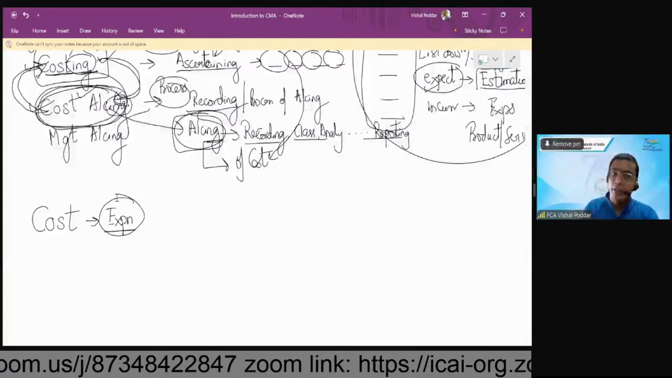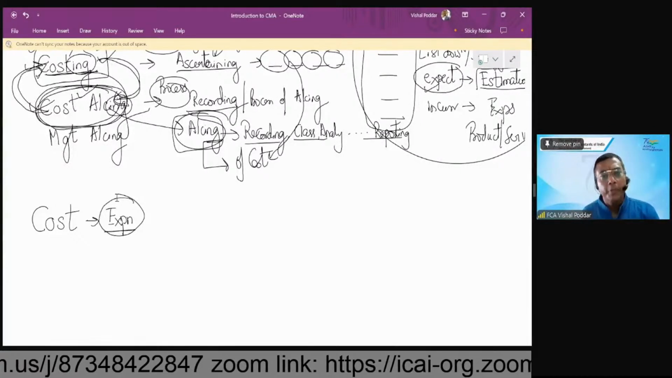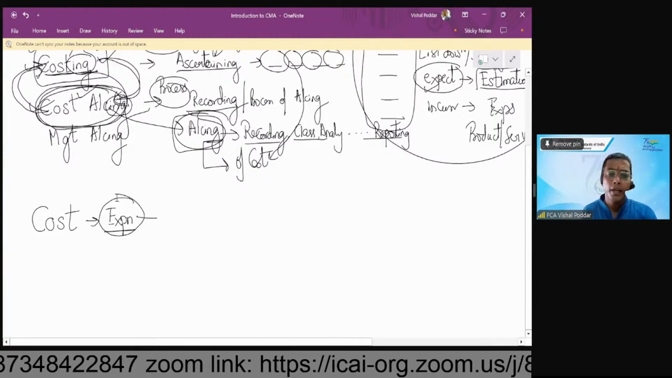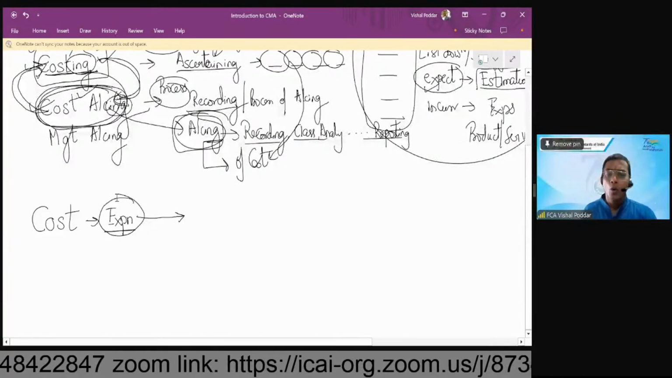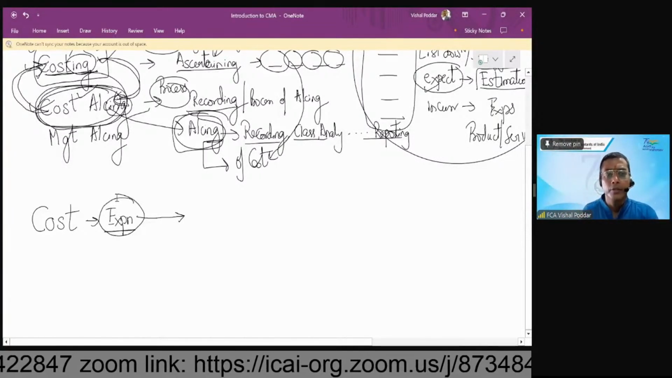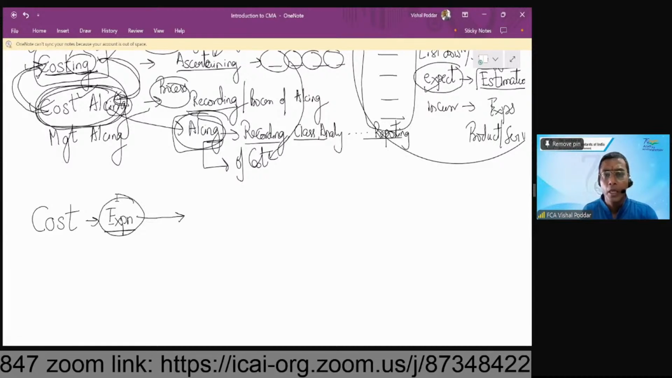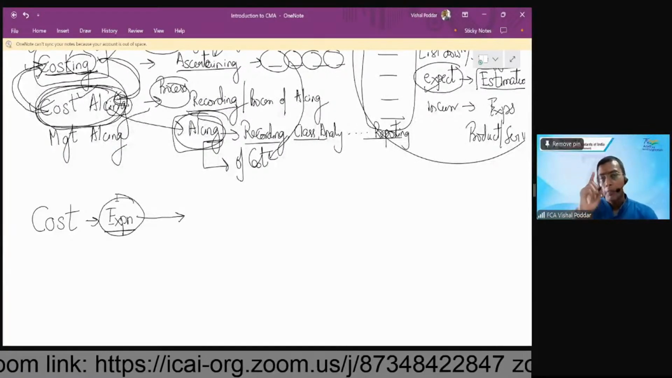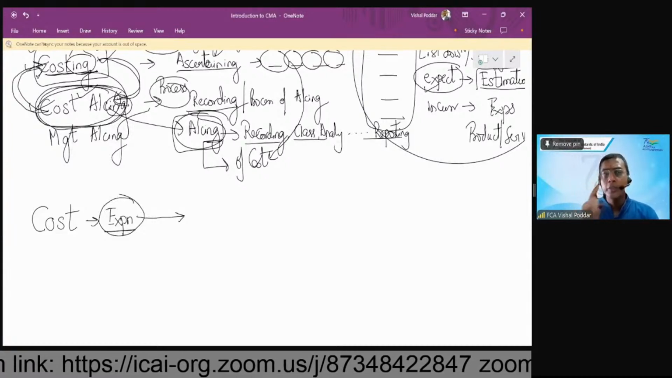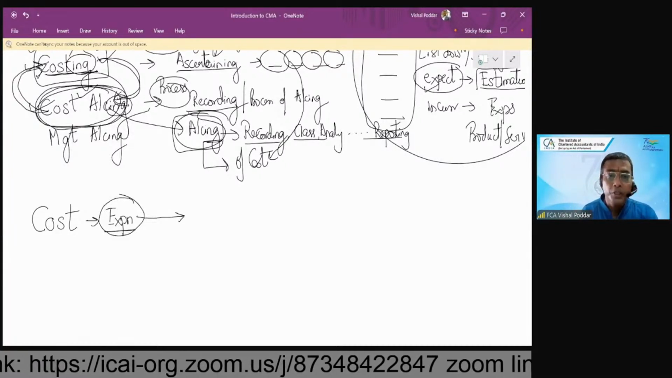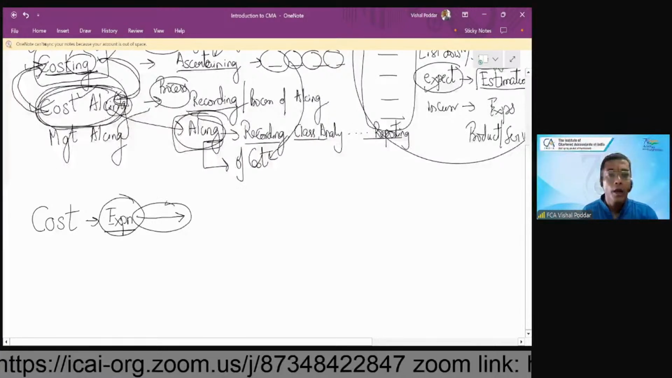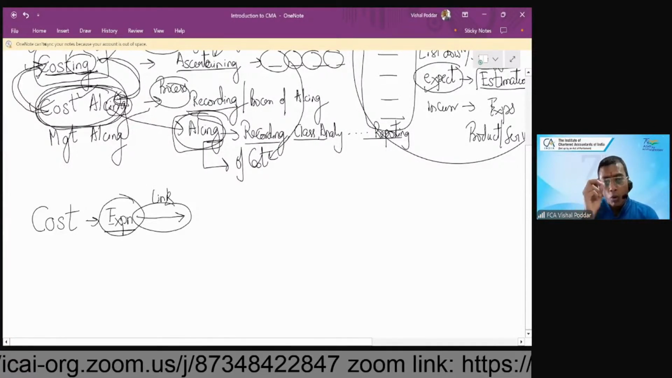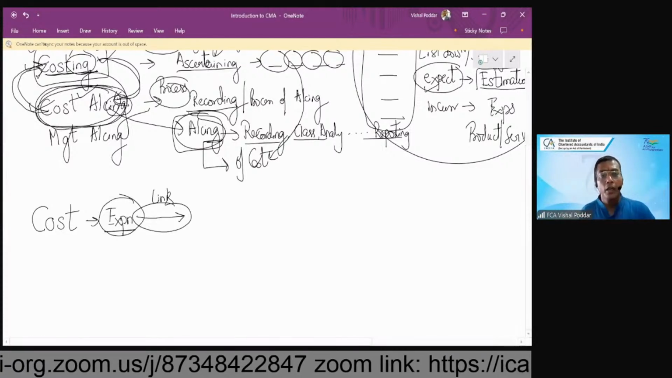Fine. Now comes the most interesting part. Whether all expenses are cost? Answer is no. And here comes the most interesting and important part. Only those expenses, please keep yourself mute. Only when I ask you all to speak, then only you all will be unmuted. So pay attention. Only those expenses which you can link. I'm using a simple word first, then I'll go to the technical word. Only those expenses which you can link with the subject.